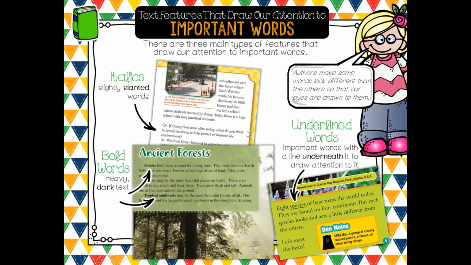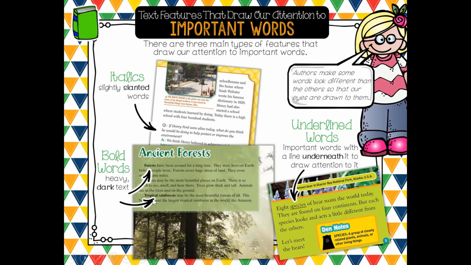These ones are quick. Another text feature, we have italics. You guys have seen this before. This is when they're slightly slanted words. Like right here, if you see this word, it's slanted. That means it's in italics. You have all seen bold words. That's when they have a heavy dark text or they're really black. You have forests is really bolded. Usually when words are in italics or bolded, it means that it's an important word.